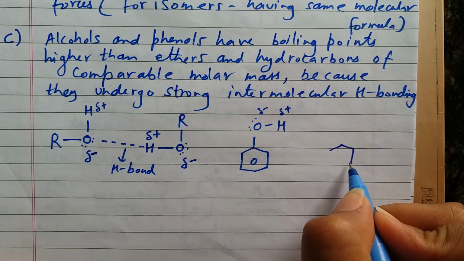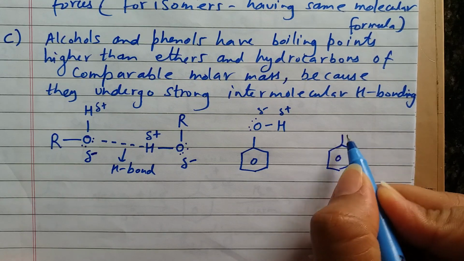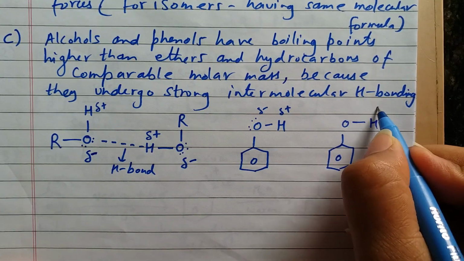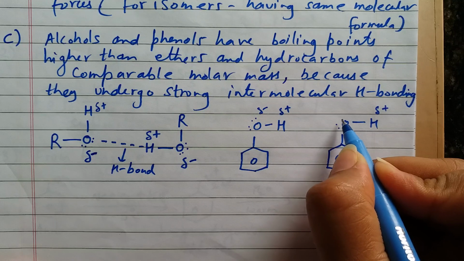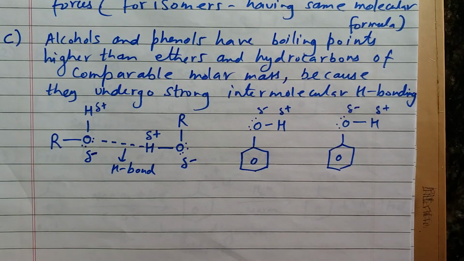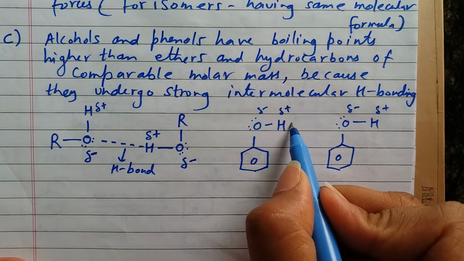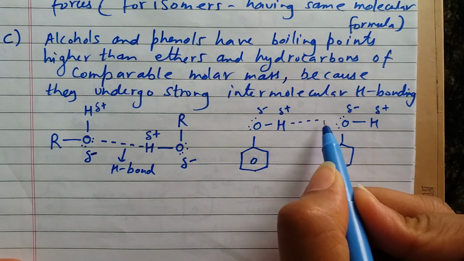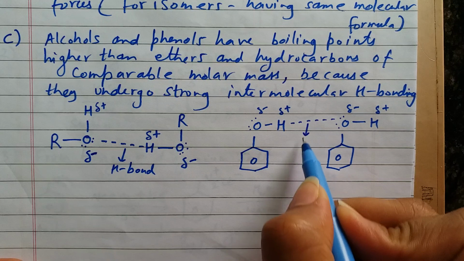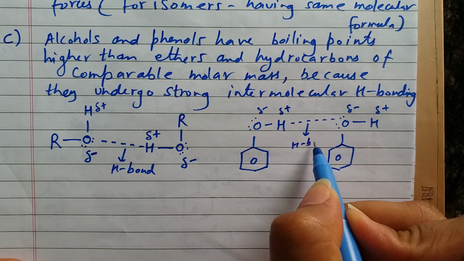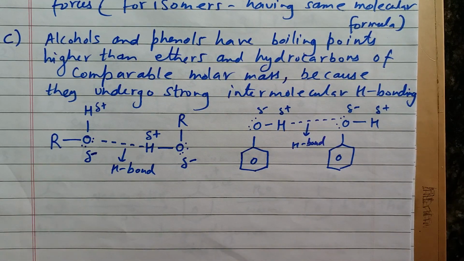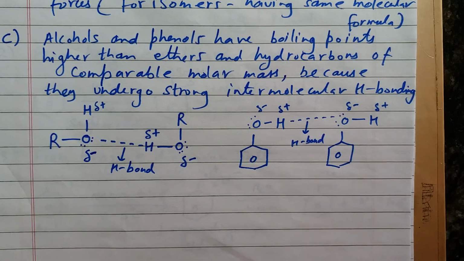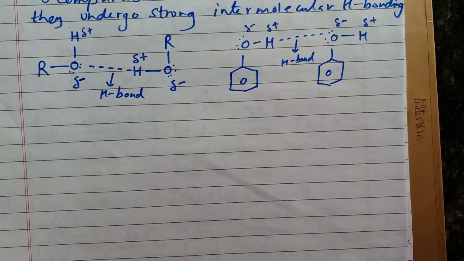And now let me take up another molecule of the same phenol, C6H5OH, hydrogen partial positive, oxygen partial negative. Now when two such phenol molecules are in the vicinity of each other, the positive hydrogen of one will form an intermolecular hydrogen bond with the negative oxygen of the other molecule. So this is how you can see that alcohols and phenols enter into hydrogen bonding, which is quite strong, and therefore their boiling points are higher.